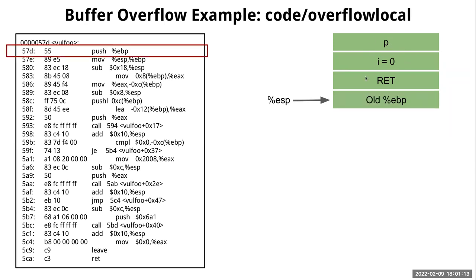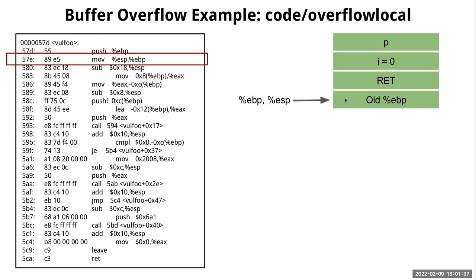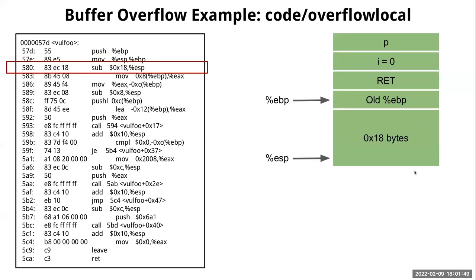Now we are at the first instruction, push EBP. After this instruction, the old EBP is pushed onto the stack and ESP points to it. Then the next instruction is move ESP to EBP. So now both ESP and EBP point to here, okay? Then we subtract 18 in hex, which is 24 in decimal, from ESP. So ESP will go down from somewhere here, and in between there will be 18 hex bytes. Okay, so far so good.